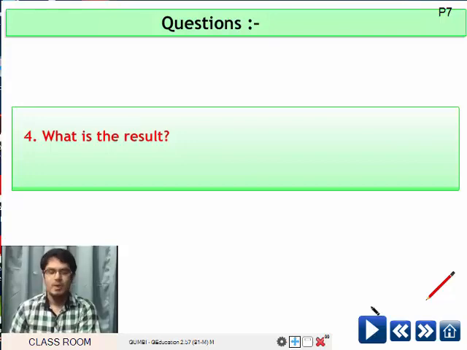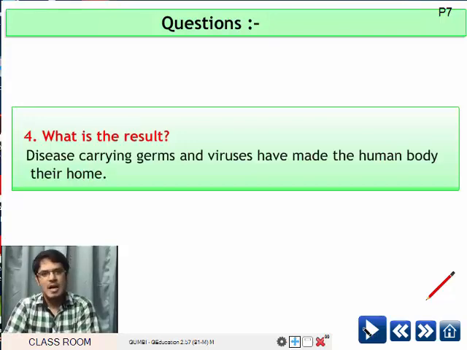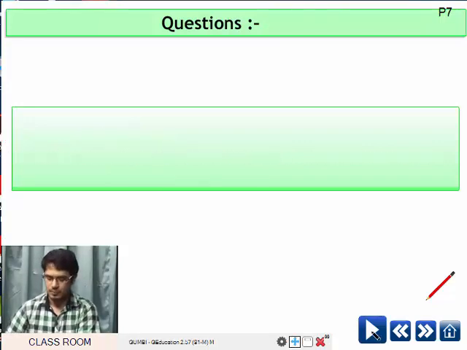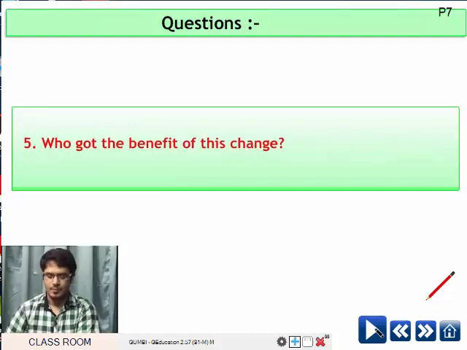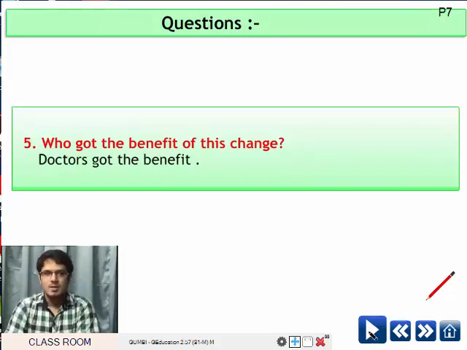Next, what is the result? Diseases carrying germs and viruses have made the human body their home. Who got the benefit of this change? Doctors got the benefit.